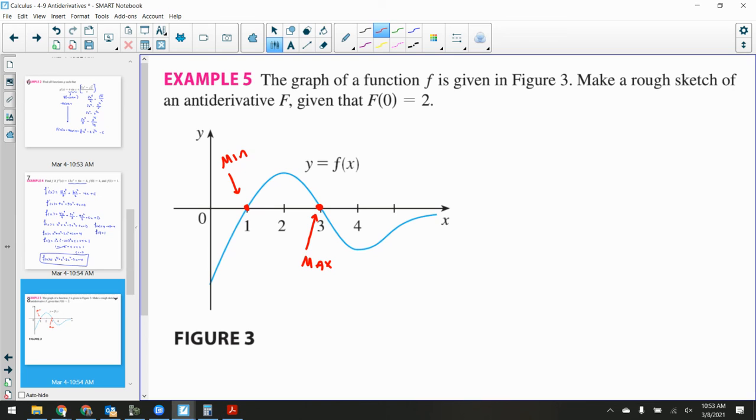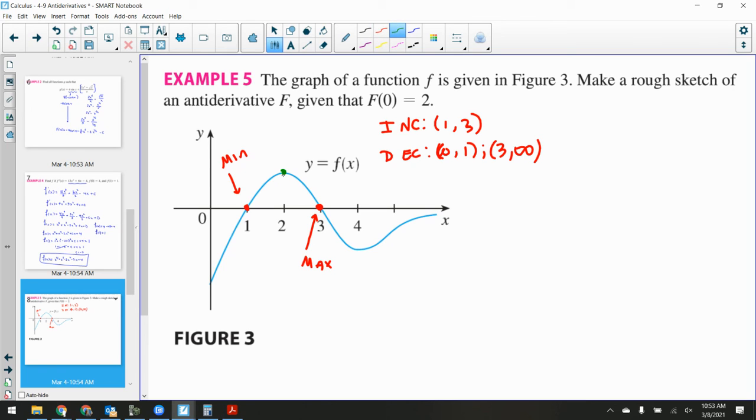This is a maximum point. We know from 1 to 2 the function is increasing. At least it looks like it stops at 0, so 0 to 1, that's a parenthesis, and from 3 on, oh, I'm sorry, 0 to 3 for increasing. From 3 on, it's decreasing, because it stays below the x-axis.